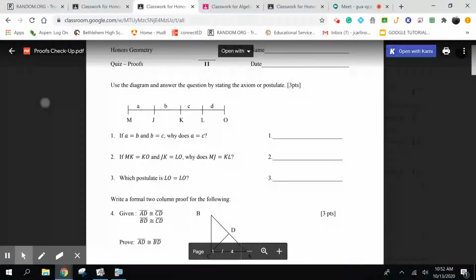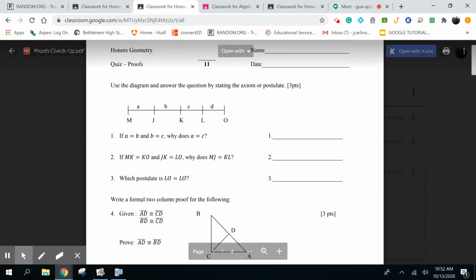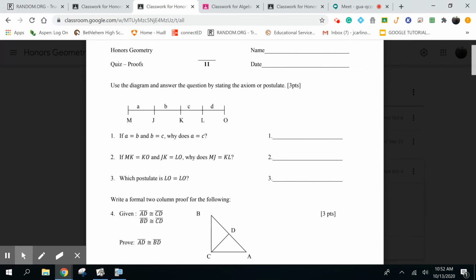Take a look. I have if A equals B and B equals C, why does A equal C? Do you know what postulate I'm using or theorem I'm using there? And there will be 4 choices: addition, substitution, subtraction, halves of equal quantities are equal. I'll throw that in there. Anybody know what we're using there? Substitution. Okay, so that's what I'm talking about.